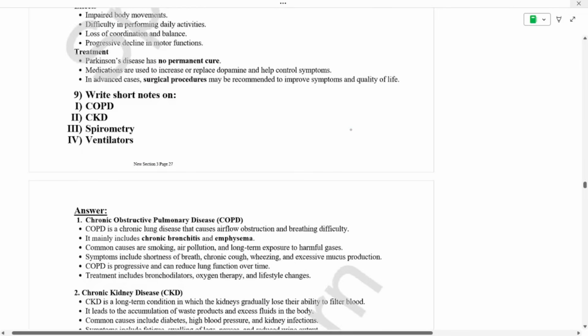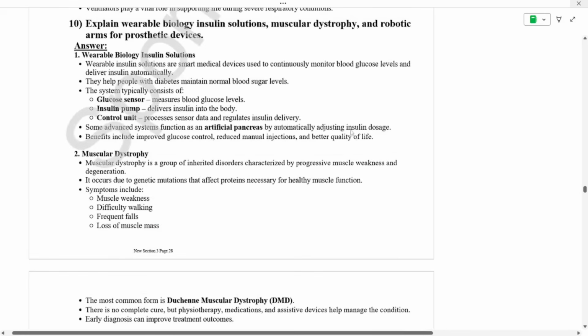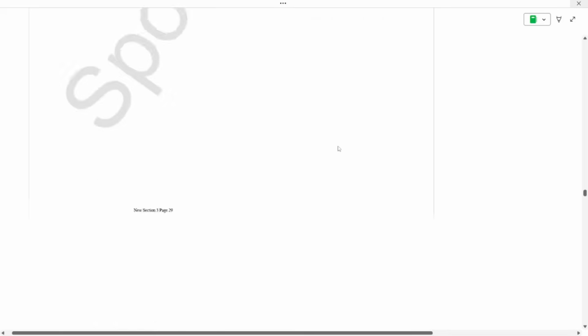Next you can see is about COPD, CKD, spirometry and ventilators. You can see this. The next question is about the insulin solution, muscular dystrophy and robotic arms also. It is very easy. Okay, you can see this.